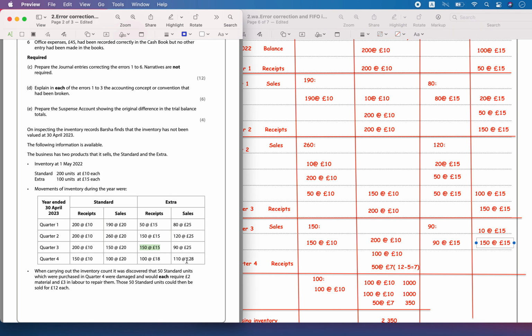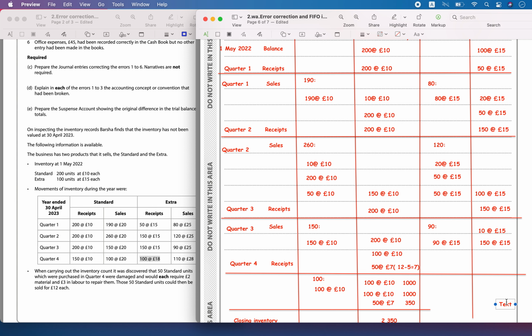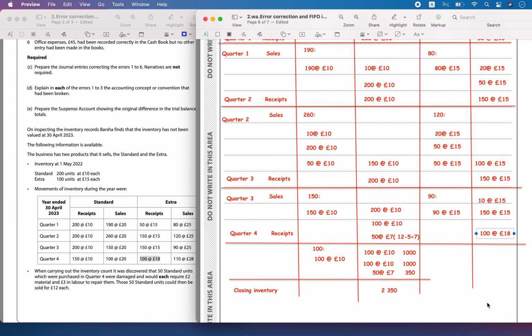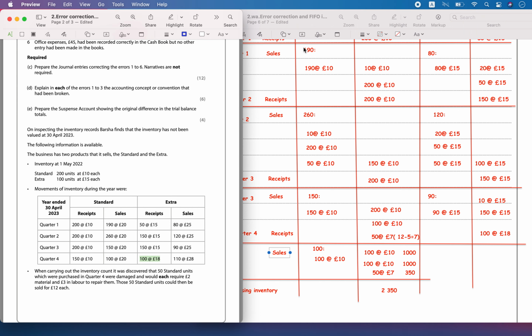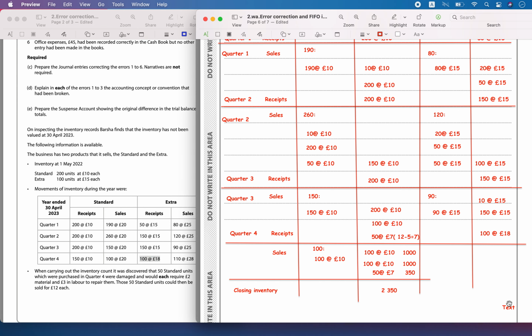And there was also a receipt in quarter 4, 100 at 18. So let's include that 100. The damage was only for standard units, so for the extra product there was no damage of inventory, so all the purchases were at 100 at 18. So let's include that also, and then do the sales for the 110 units in that quarter. That is equal to 110.